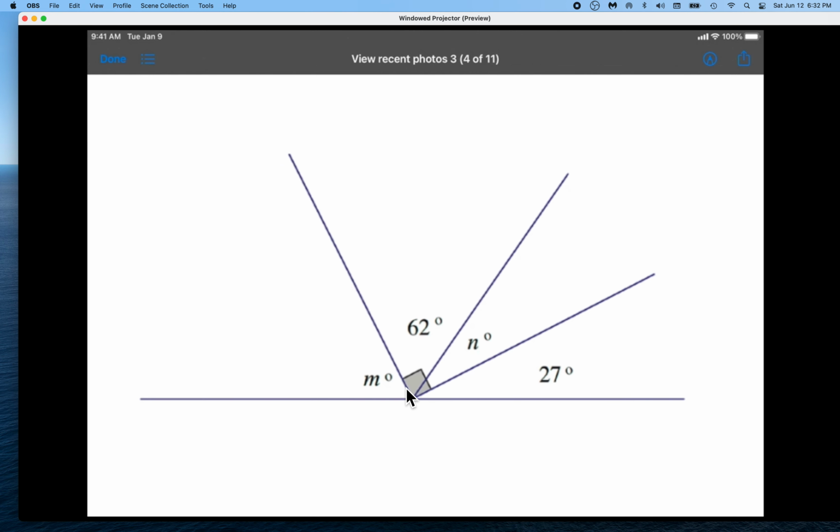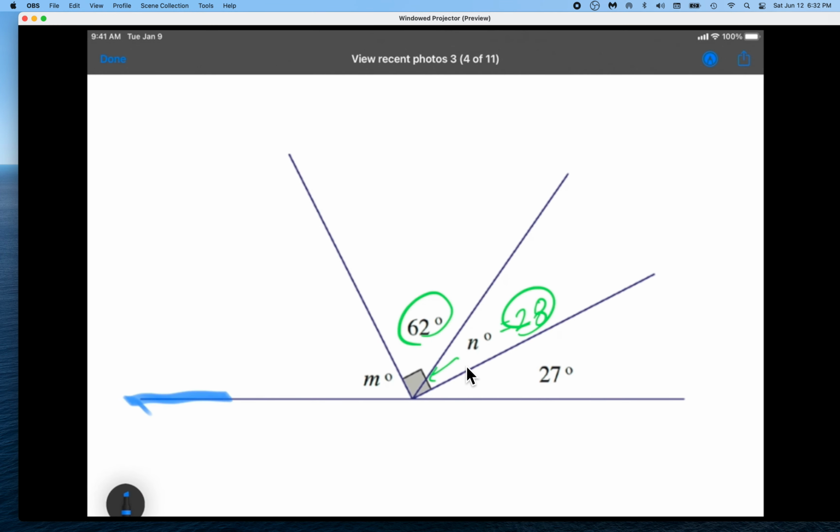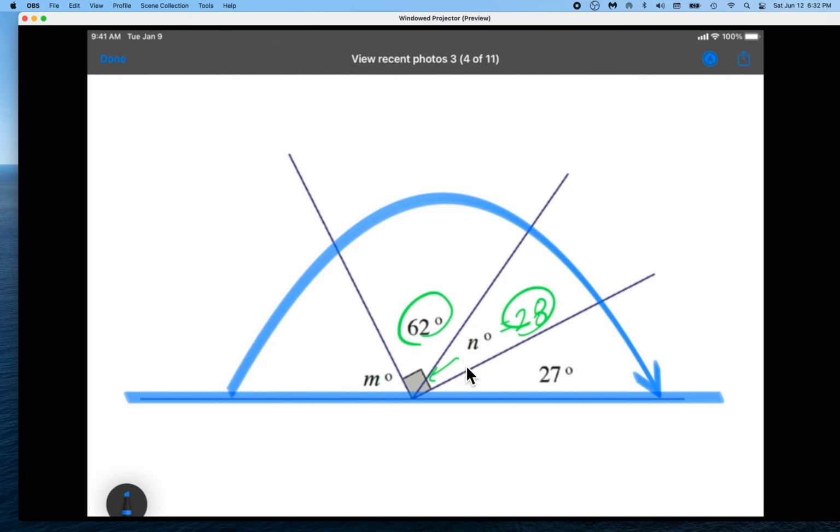Focus in on that 90 degrees. If this is 90 and that is 62, n has to be 28, because this plus that has to equal 90. Immediately, folks, we have a straight line situation. All of these have to add to 180. 27 plus 28 plus 62 plus m have to give us 180 degrees. And I'll go ahead and let you folks do the math on that one.